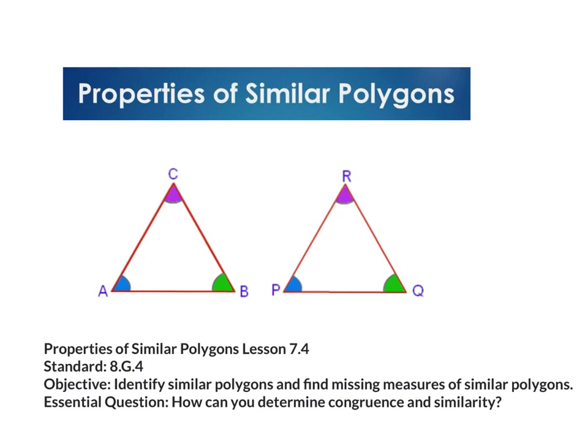Properties of similar polygons. Lesson 7.4. The standard is 8G4. The objective is to identify similar polygons and find missing measures of similar polygons. The essential question is, how can you determine congruence and similarity?